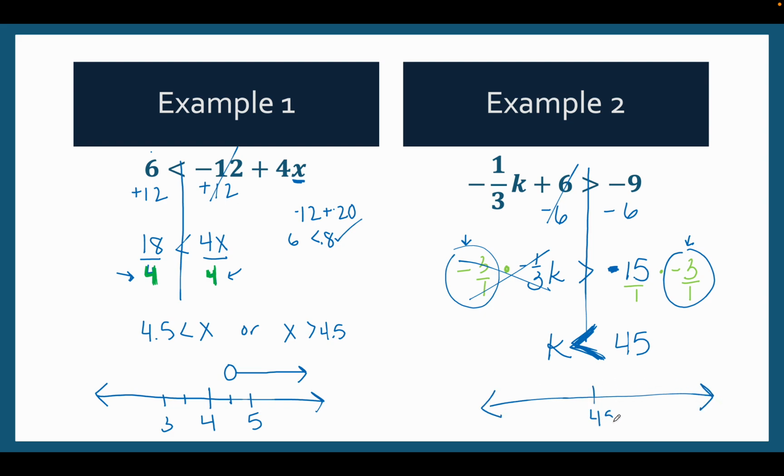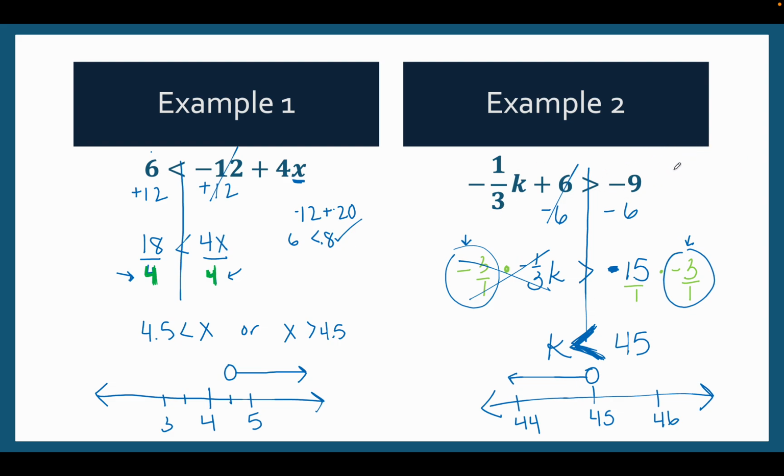When you graph it, we graph it as usual by putting an open circle above the 45, and our arrow is going to go to the left. To double check to make sure that that is correct, picking a value for k that's less than 45. Now, because I have to multiply it by a negative 1/3, I'm going to pick a multiple of 3. So I'm going to pick 15.